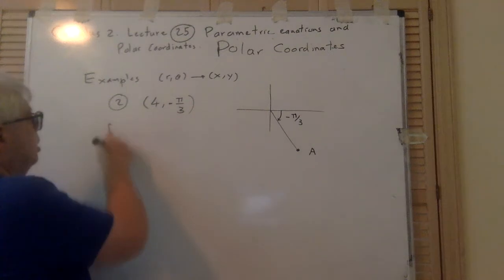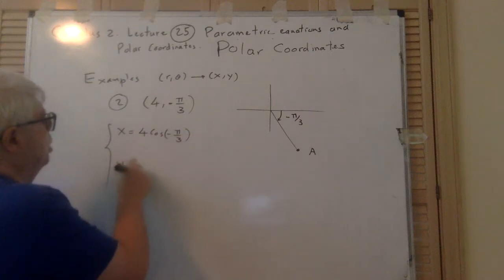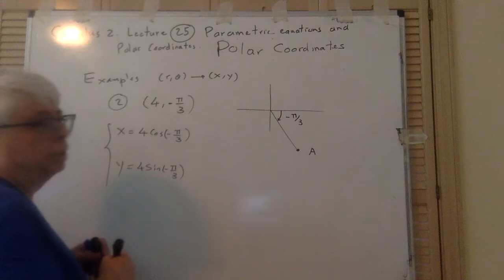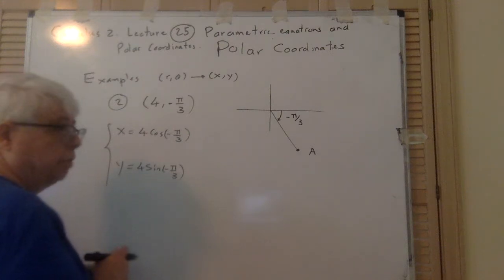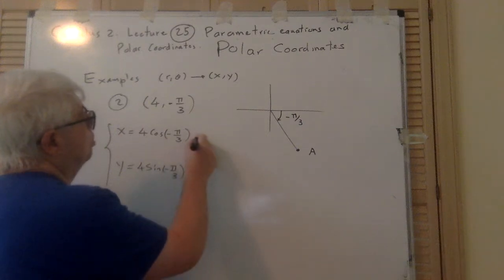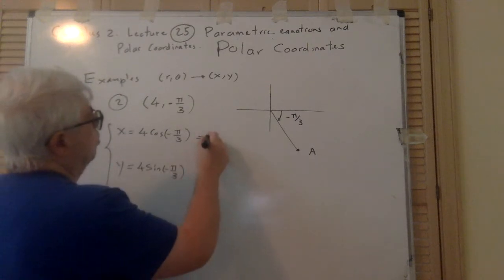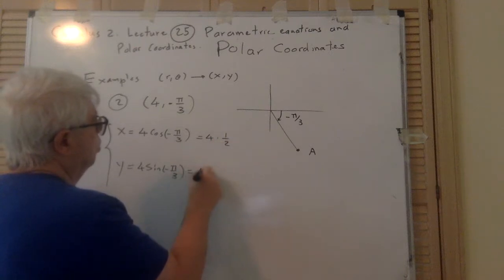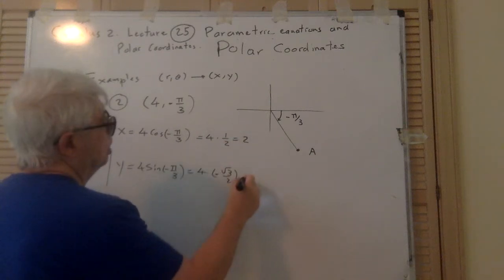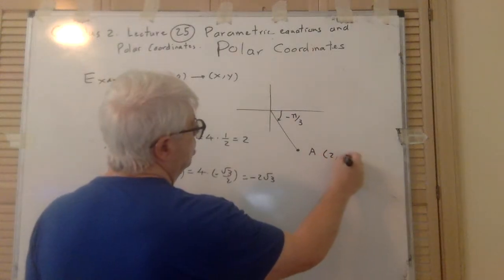So X is 4 cosine of minus 5 over 3, and Y is 4 sine of minus 5 over 3. Now cosine of minus theta is cosine theta. Cosine is an even function, it kills the negative. Sine is an odd function, this negative goes out. So what is cosine of pi over 3? Cosine of pi over 3 is 1 half. So I will get 4 times 1 half. This one is 4 times negative root of 3 over 2. So the x coordinate will be 2, and this one will be minus 2 root of 3. So I have 2 and minus 2 square root of 3.